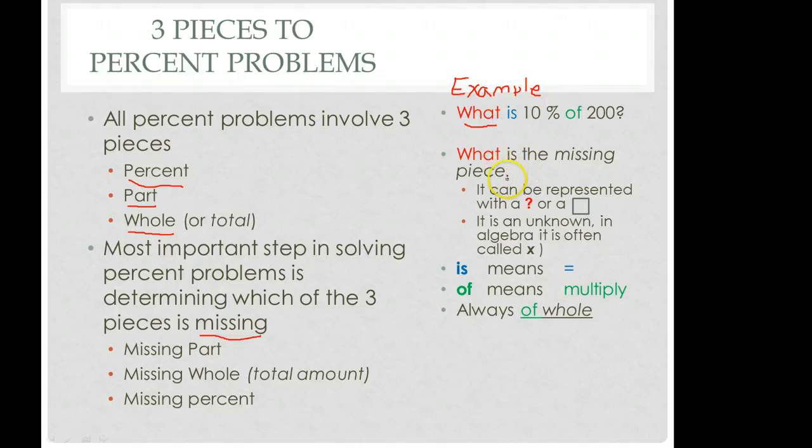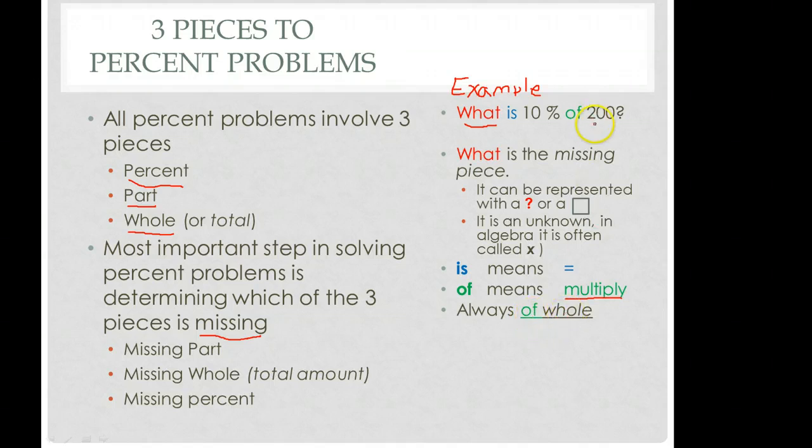If I'm going to translate this into math, I would replace that what with a question mark or a box, or if you want, you can use a variable, the letter X. But I'm going to show it in these slides with a red question mark. So what is always the piece that's missing. The word is means equals. And the word of, when it's all by itself, means multiply. Now, in a percent word problem, it is always of the whole.